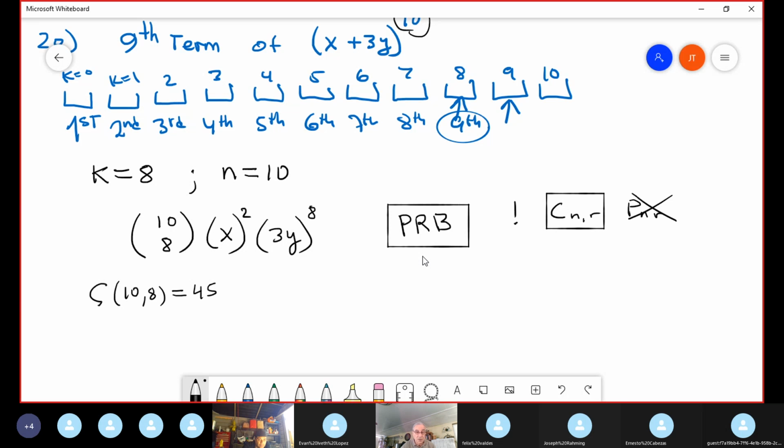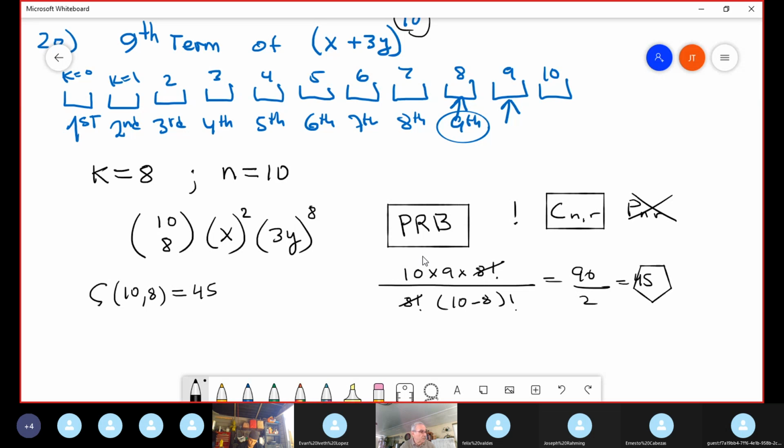45. So if you don't know, no problem. You put 10 factorial, which is 10 times 9 times 8 factorial. Stop at 8 factorial because I know on the board we have 8 factorial. Divided by 10 minus 8 factorial, no? 8 factorial and 8 factorial cancel, so we have 90 on the top, and this is 2 factorial, which is 2, 45. Okay, 45 is this number. So 45, x squared, and 3 to the 8 power, 3 times 3 times 3 times 3 is 6,561 y to the 8 power.